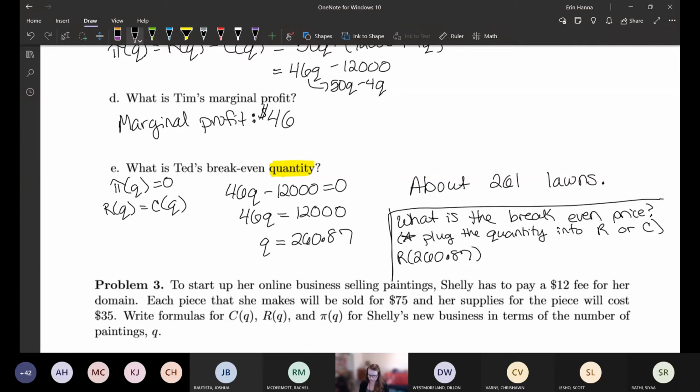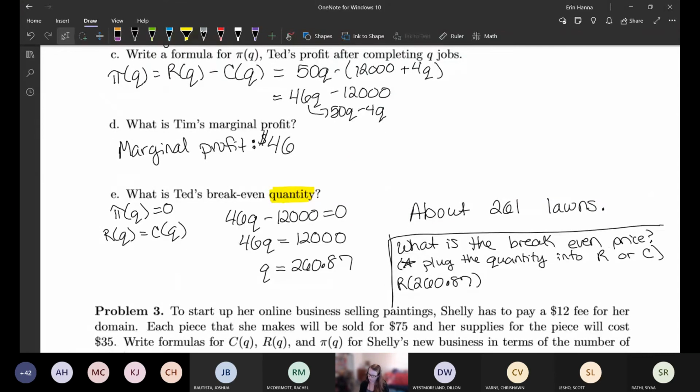If we plug that 260.87 into our revenue function, which was 50Q, so 50 times 260.87, will give us an approximate cost of $13,043.50. So to officially break even, he has to put in that much money. It'll probably be a tiny bit more because he has to finish that other lot. But officially, the break-even price would be $13,043.50, and that would, of course, be in dollars. Questions, concerns on that question at all?